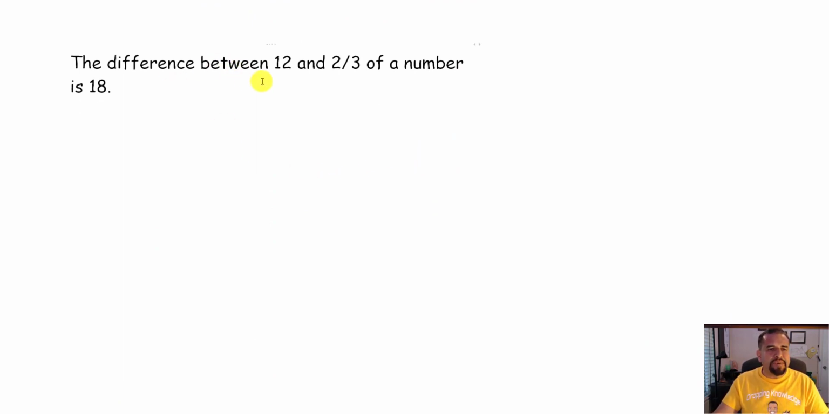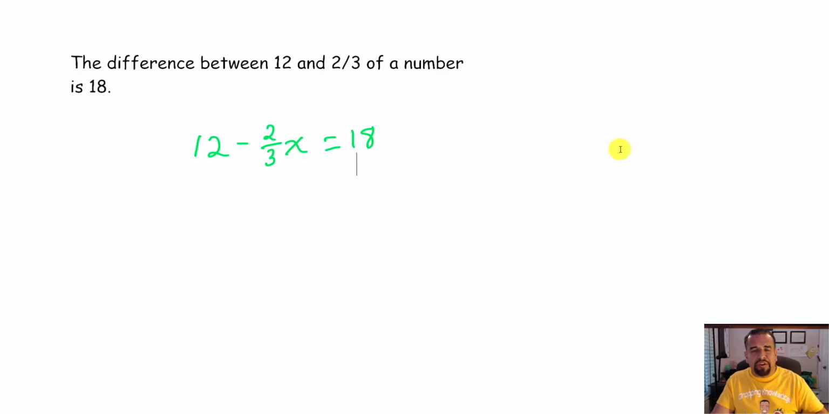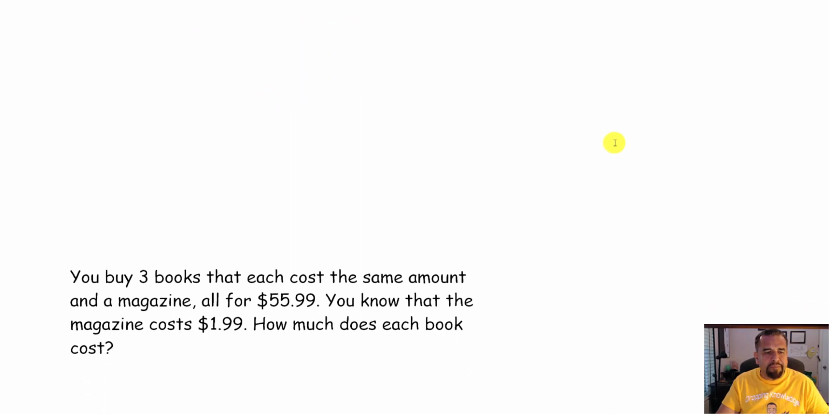So let's take a look. The difference between 12 and 2/3 of a number. That is just going to be straightforward. So that's going to be 12 minus 2/3 of a number is 18. That's it. The difference between 12 and 2/3. It's pretty straightforward, right? No flip-flopping on this one. I was going to try something else, but I don't want to confuse you more than you're probably already confused. But you shouldn't be, because these are pretty straightforward.